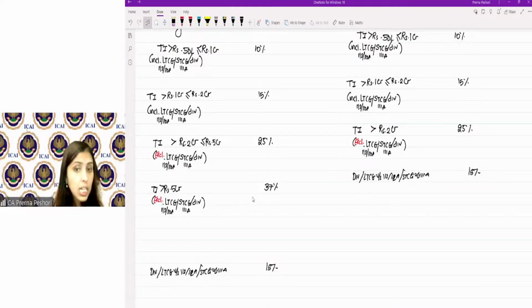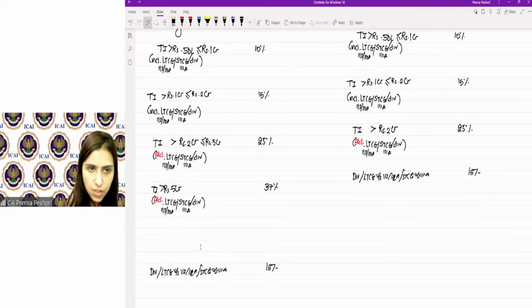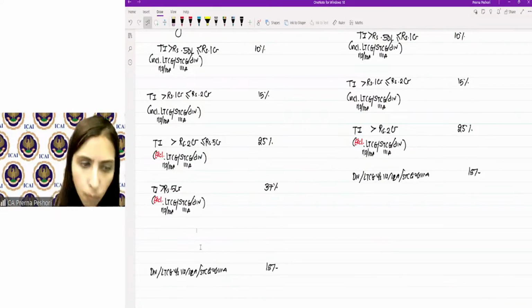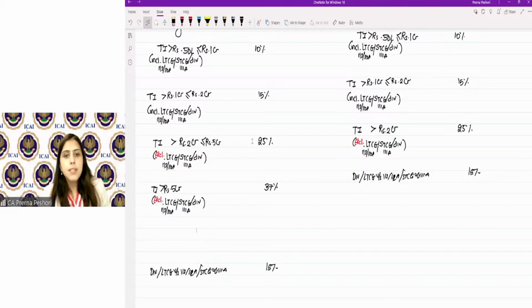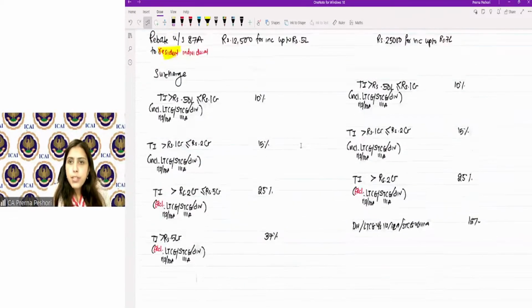Whereas, yes, the rebate is also available to RNOR. There is no distinction between NOR and resident and ordinary resident. It just uses the word resident. So the rebate will also be available to a non-ordinary resident. Yes, you're correct. So there is the difference in the surcharge rate.